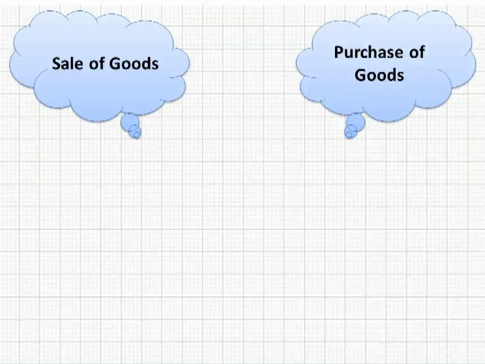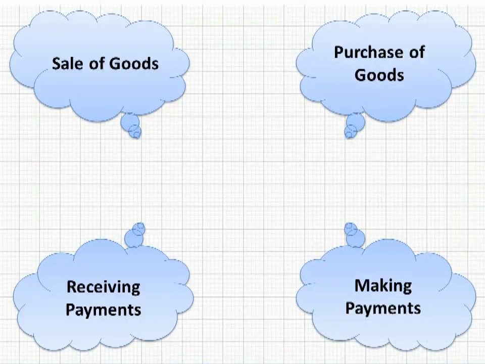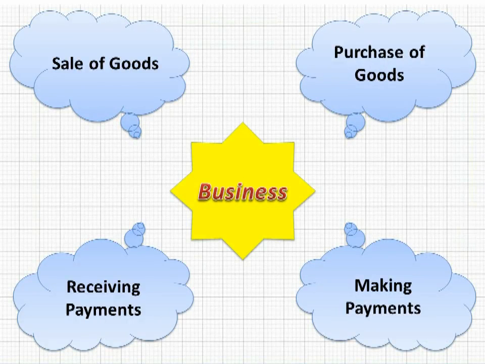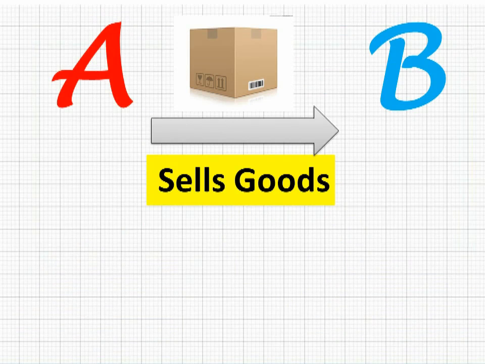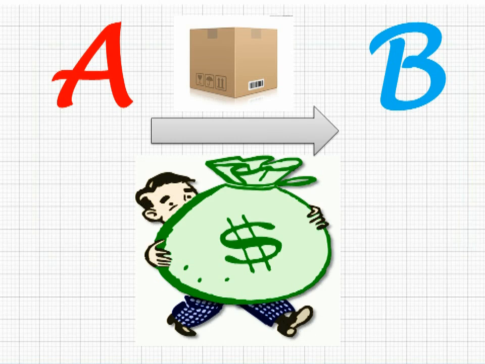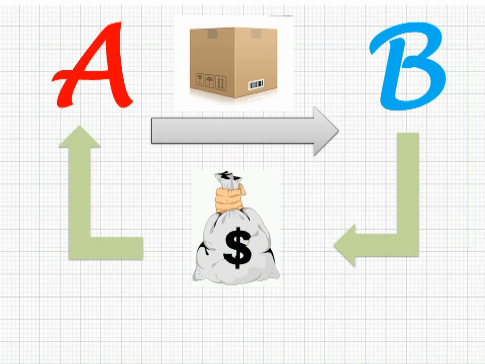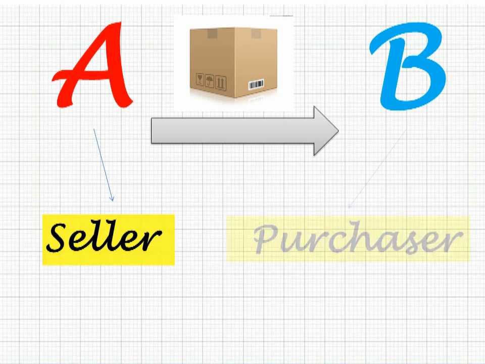You know, sale of goods and purchase of goods, making payment, receiving payment. These are the main activities of any business. Let's take one example. Suppose A is running some business and he sells goods to B. If he sells goods to B, he needs cash. So B has to pay cash to A for the goods purchased. In this situation, A is the seller and B is the purchaser.